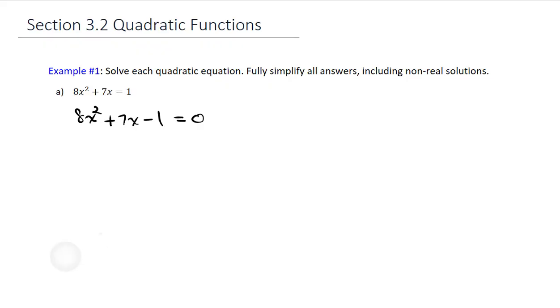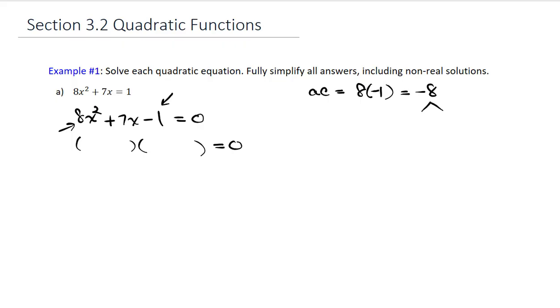Now, if the equation is factorable, go ahead and factor. If it's not factorable, then we'll consider other methods. Here we have a leading coefficient of 8 and a constant term of -1. To determine if a quadratic equation is factorable, we start with the product of a and c, which is 8 and -1. This gives us -8.